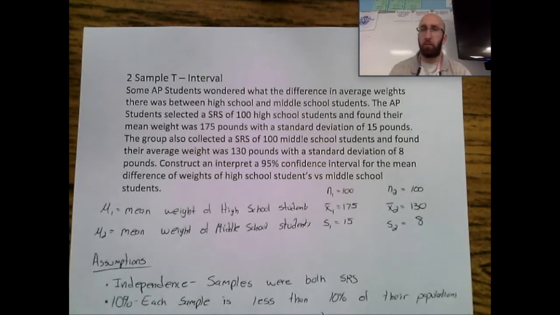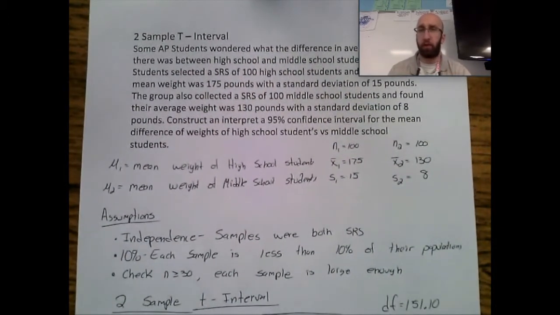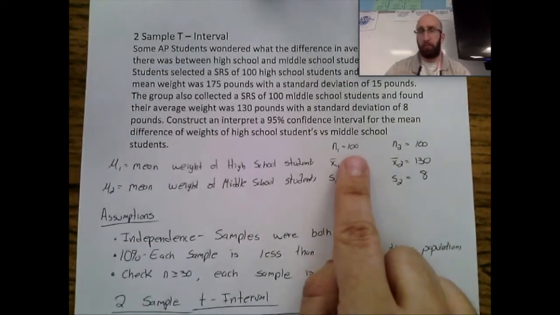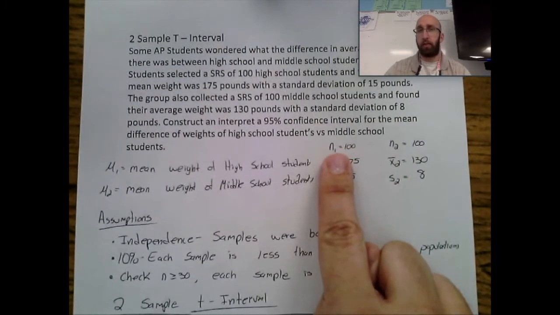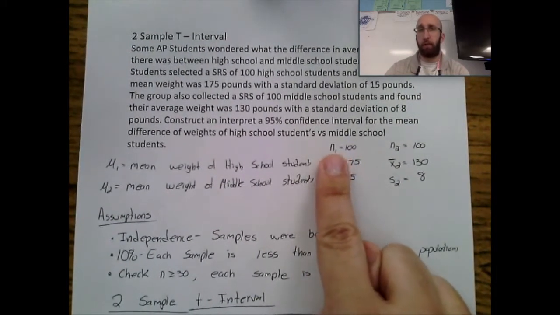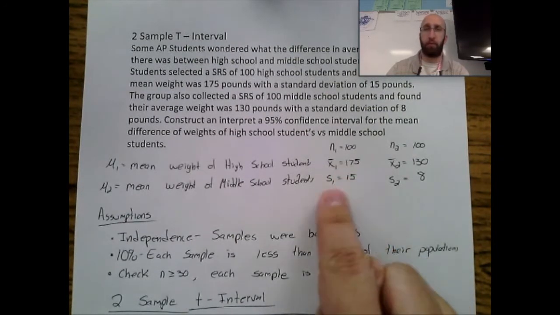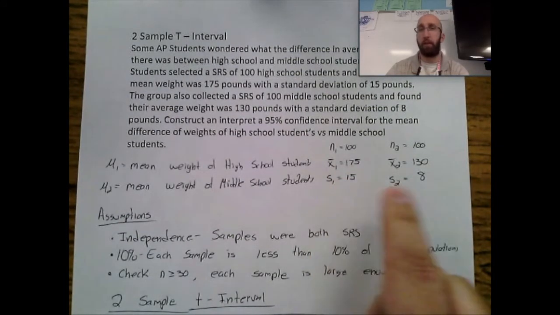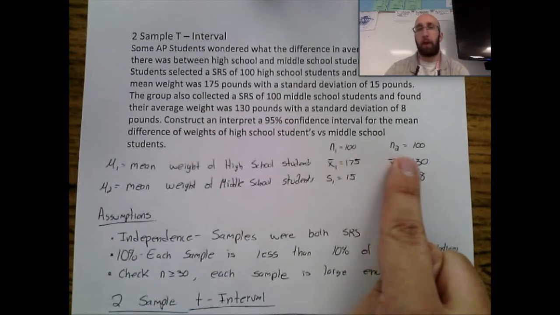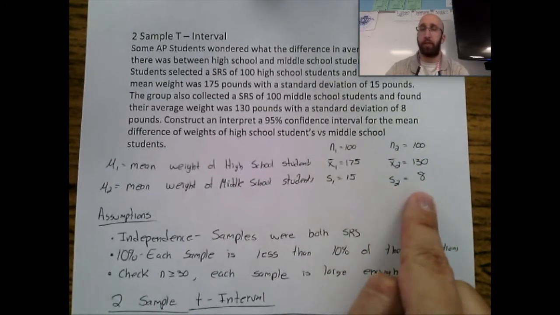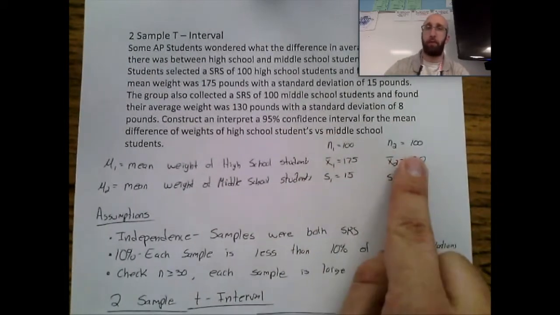So I already worked through this problem for us to try and speed things up, but I'll explain the process I did in order. First thing I did is I pulled out relevant information. Sample size from population 1, n1 is 100, x bar 1, so the average of that sample, is 175, standard deviation of 15. For my second population, n2 is 100, x bar 2 is 130, s2 is 8. So I pulled out relevant information first.